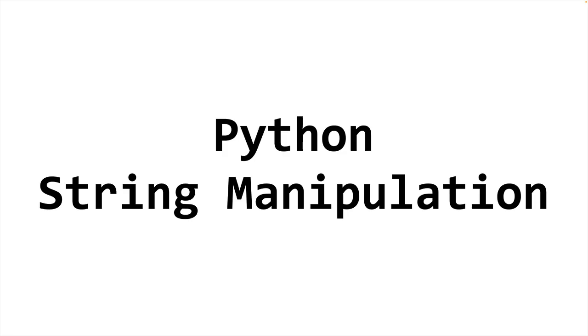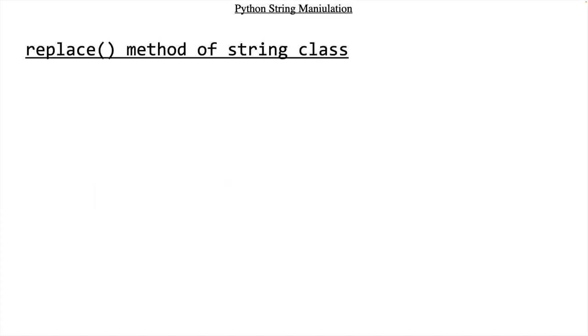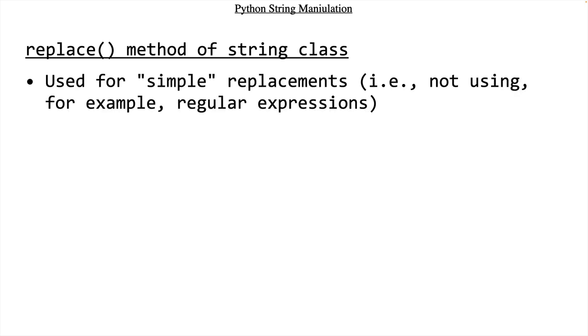Okay, this video is going to show us different ways we can do what I'm going to refer to as string manipulation in Python. There's several different things we can mean by that, several different things we can do. So kind of the simplest is using the replace method, which is part of the string class. That means it's built into Python. And this is going to be used for what I'm going to call simple replacements. And to me, that means things that do not involve regular expressions.